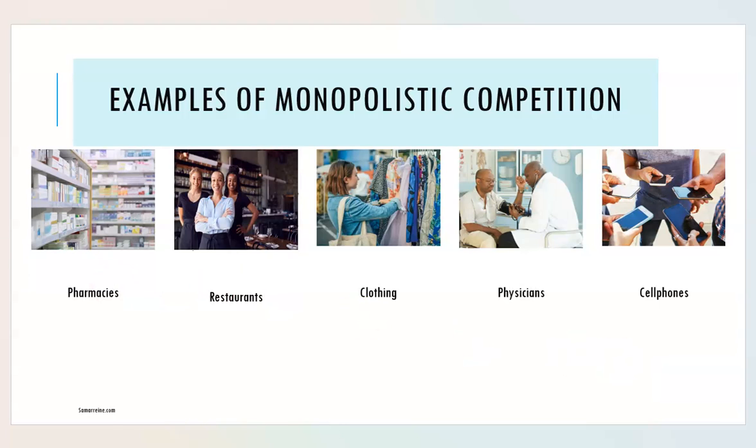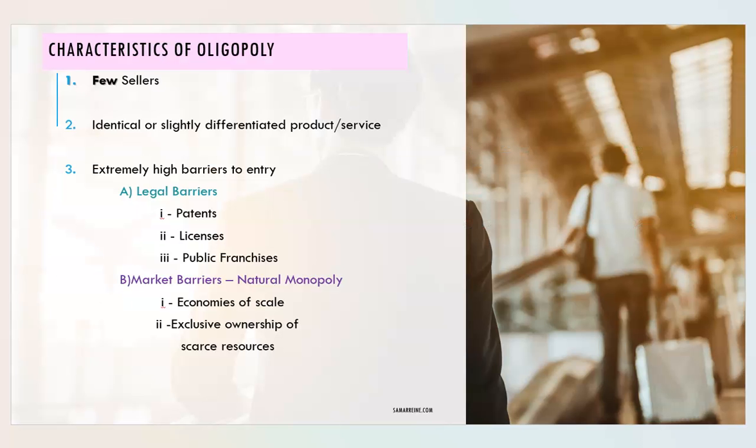Now, let's look at an oligopoly. Oligopoly is our fourth market structure. An oligopoly looks a lot like a monopoly. What's the difference? The difference is up here.